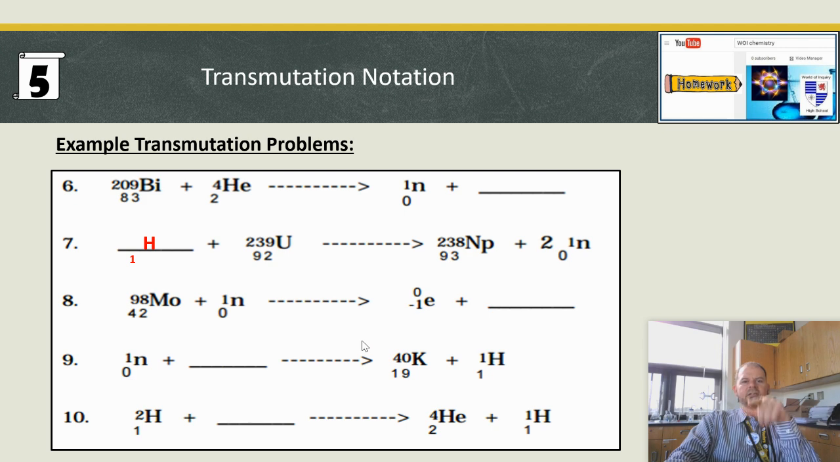Okay, and then I'm going to add these up. 238 and 2 times 1 is 2. That's 240. 240 minus 239 is 1. So now I got an H with a 1 and a 1. Okay, I have stuff on the left-hand side. I got to solve for the right.